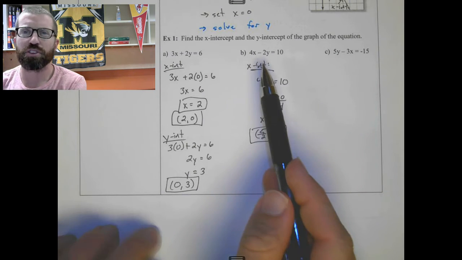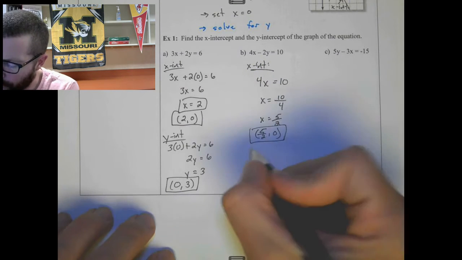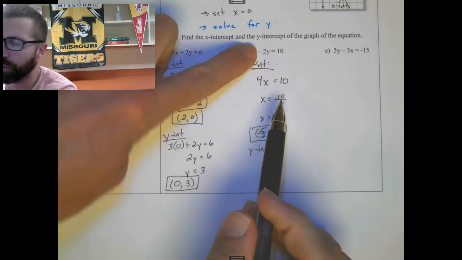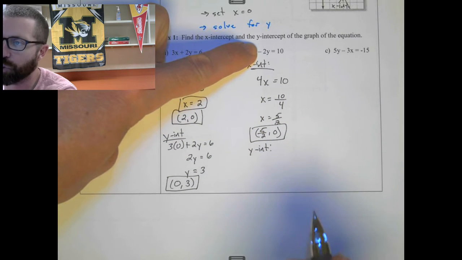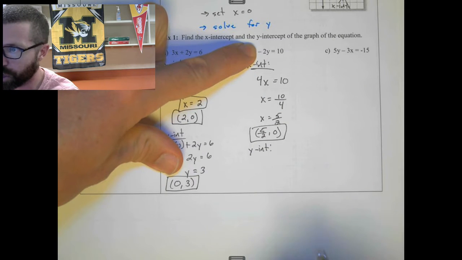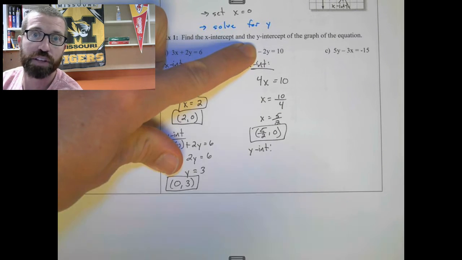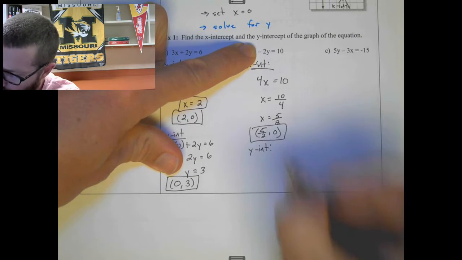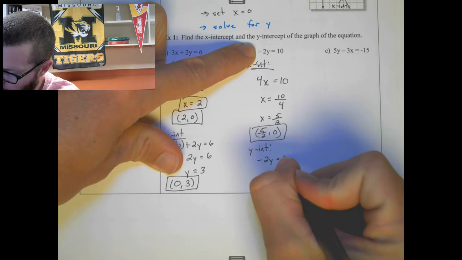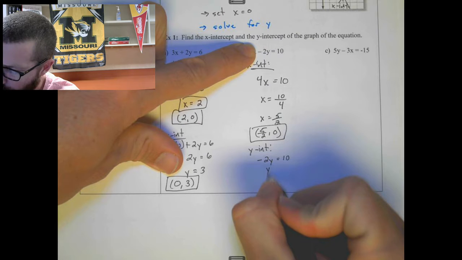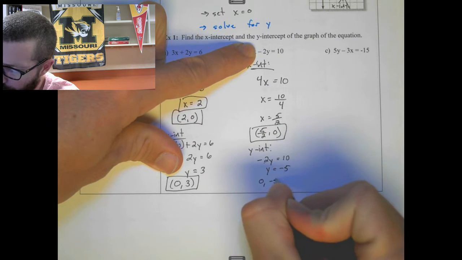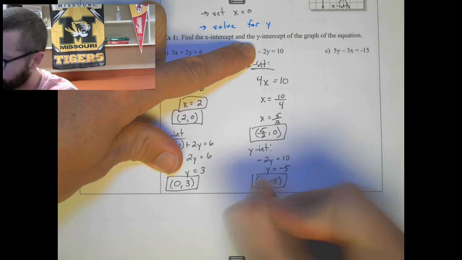And notice this cover-up method is really just a shortcut. For the y-intercept, I want to cover up the x. And that gives me my equation, negative 2y is equal to 10. You may be able to just look at that and say, well, I can divide it by negative 2 and y equals negative 5. And that's good mental math to practice. Let's write at least that one step out. So we plug in 0 for x. I'm left with y, so I know I'm finding the y-intercept. Divide both sides by negative 2 to get (0, -5) for the y-intercept.